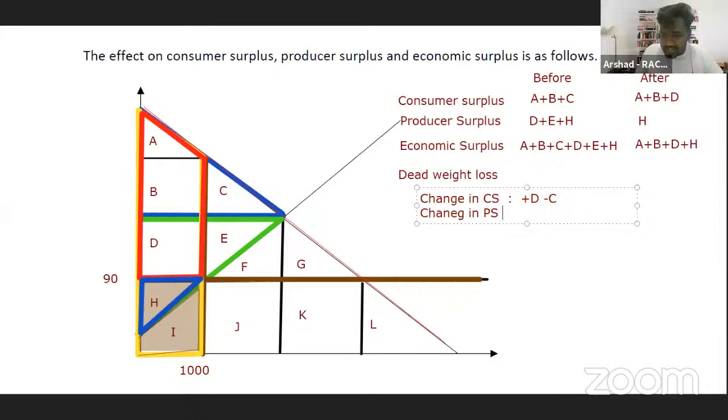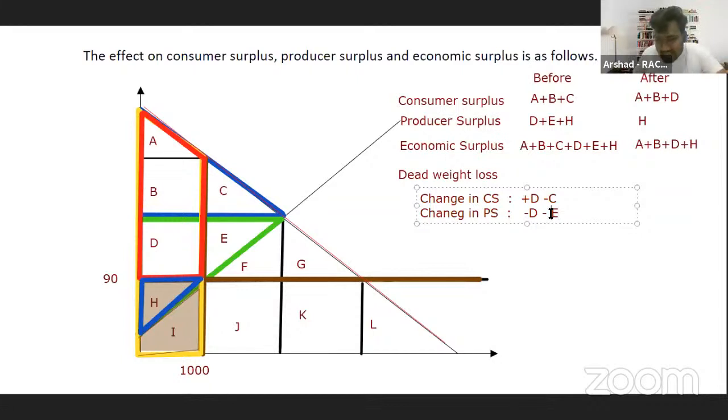Okay, what's the change in consumer surplus? Now, producer surplus, he is just losing. What is he losing? He is losing D, and he is losing E. Fine, right? It was D, E, H, now it's only H. So he's losing D and E.